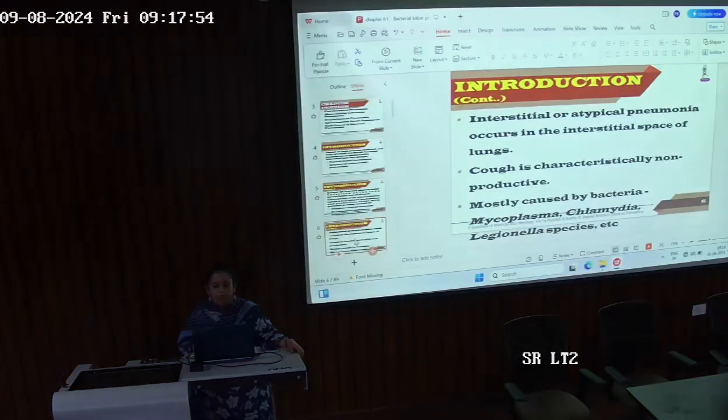Interstitial or atypical pneumonia occurs in the interstitial spaces of the lungs. Here the cough is characteristically non-productive, and mostly it is caused by bacteria like Mycoplasma, Chlamydia, Legionella species.